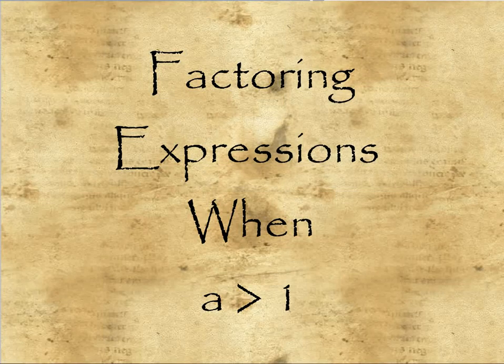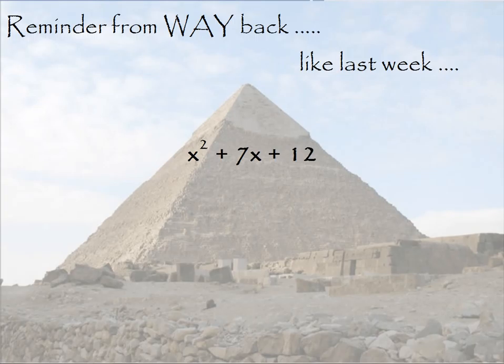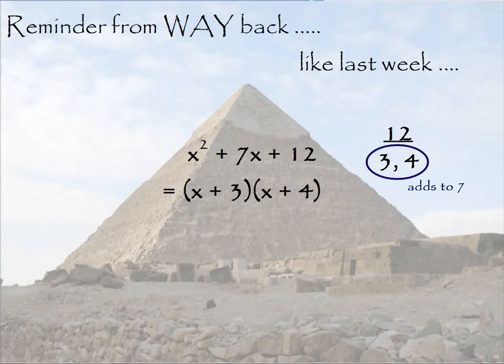So today we're expanding our factoring skills and we're going to learn how to factor expressions when a is greater than 1. A quick reminder from last week: we were factoring quadratic trinomials like x squared plus 7x plus 12, where we had to find factors of 12 that added to 7. In this case, 3 and 4 was our factor pair. Then we broke it up into factors of x plus 3 and x plus 4. If I multiplied those together using the distributive property, I would get x squared plus 7x plus 12.